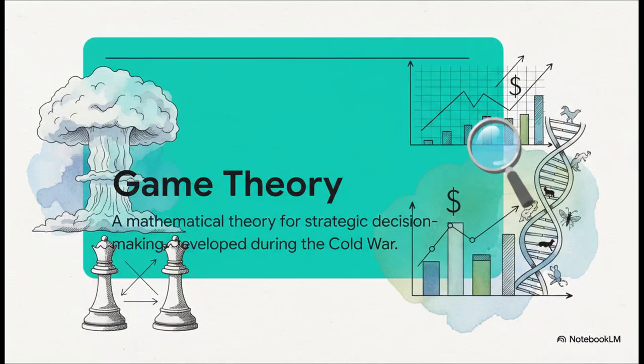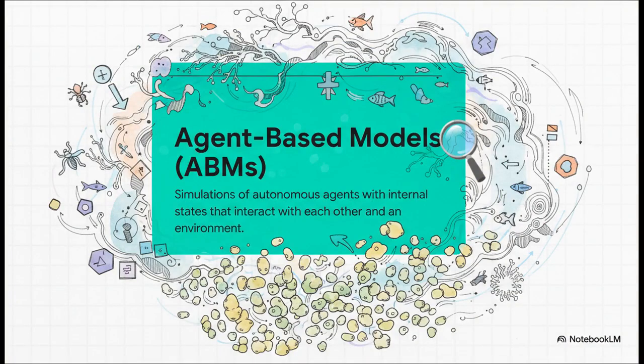So you have some models like game theory, which famously got its start during the Cold War. It's all about understanding strategic decision-making. And it's used absolutely everywhere, from economics trying to analyze markets to evolutionary biology trying to figure out animal behavior. Then you've got these other models that kind of flip the script and work from the bottom up.